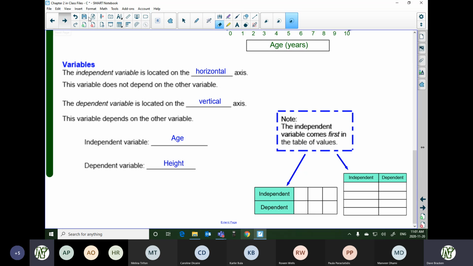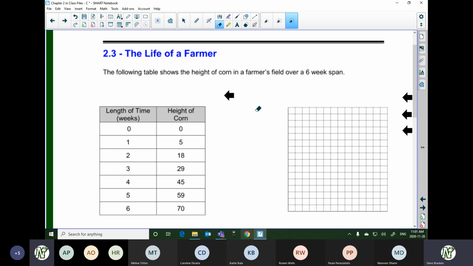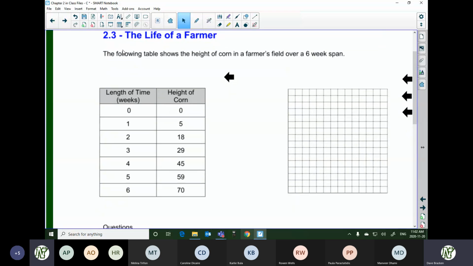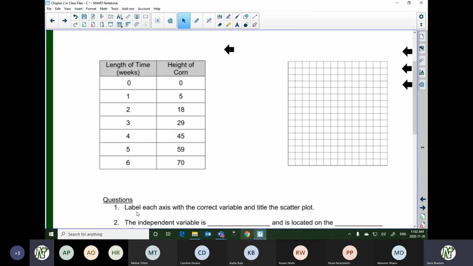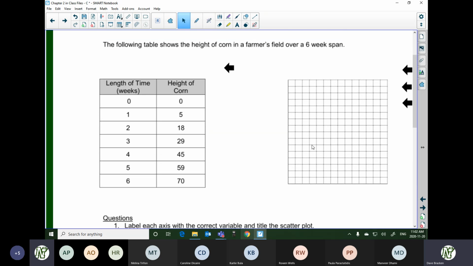Okay, so let's move to this scatter plot. We're going to do this together. When I take a look at this scatter plot, here's what it says. The following table shows the height of corn in a farmer's field over a 6-week span. So over 6 weeks, we came up with a table for the height of the corn. First question: label each axis with the correct variable and title the scatter plot. What should go at the bottom of your graph? What should go at the side here?